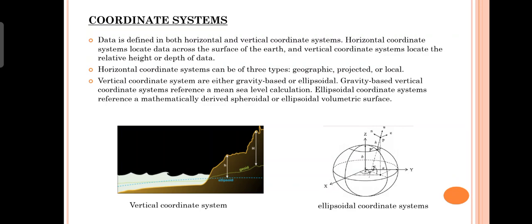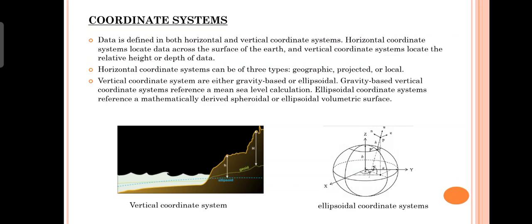Okay. Next, coordinate system. Data is defined in both horizontal and vertical coordinate systems. Horizontal coordinate systems locate data across the surface of the Earth, and vertical coordinate systems locate the relative height or depth of data. Horizontal coordinate systems can be of three types: geographic coordinate system, projected coordinate system, or local coordinate system. Then, vertical coordinate systems are either gravity based or ellipsoidal.